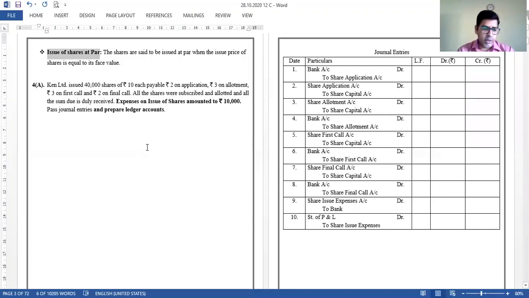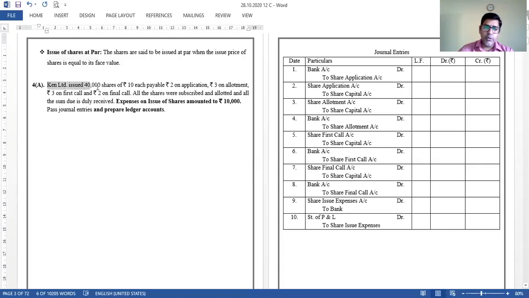Par and premium are the two words we are going to go through. At par means when you find that the shares are issued at their face value. 10 rupee ka share hai, 10 mein issue kiya, that's fine. So we say that the shares are issued at par. Premium: if you find that the shares are issued at a price more than their face value, it's a premium, right? So we call it a securities premium reserve. Okay, so let us go through this example now.